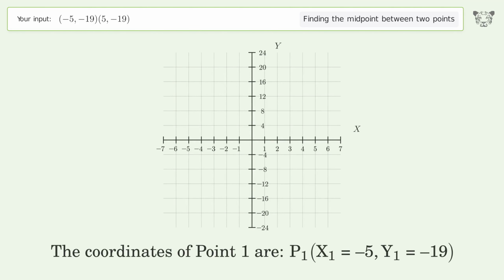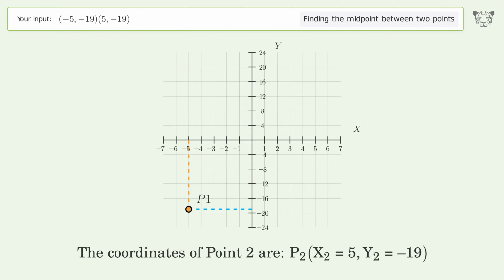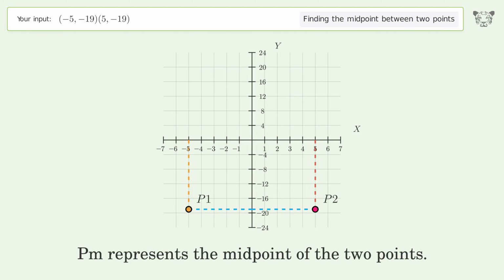The coordinates of point 1 are x1 equals -5, y1 equals -19. The coordinates of point 2 are x2 equals 5, y2 equals -19. PM represents the midpoint of the 2 points.